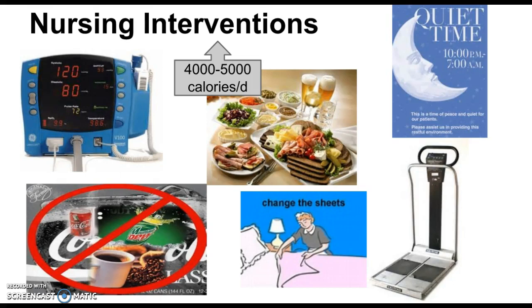Imbalanced nutrition, less than body requirements, so we've got to increase calories. I would like to do this one day, I think, and just one day, then I don't want to have thyroid surgery. But yeah, 4,000 to 5,000 calories a day might be necessary to keep them from losing weight. And then they're going to be at risk for injury due to those swollen eyes.